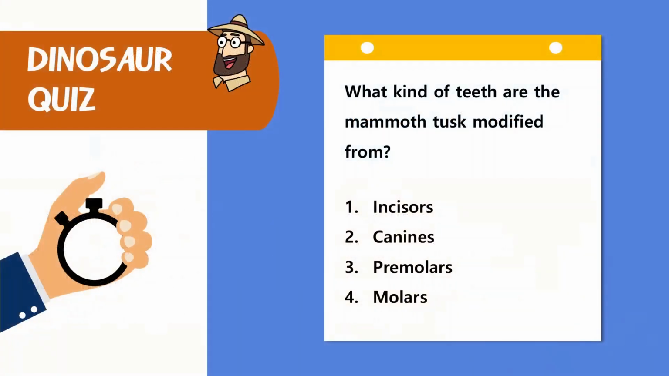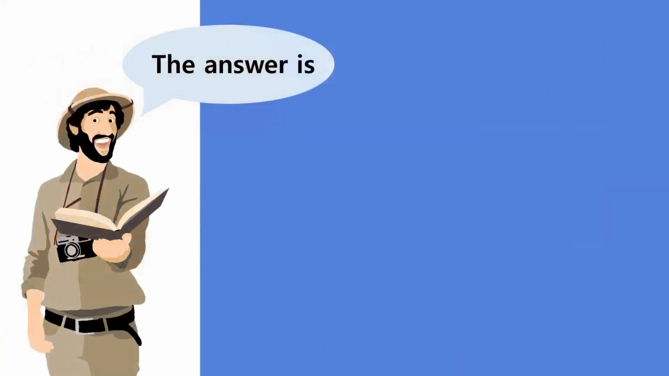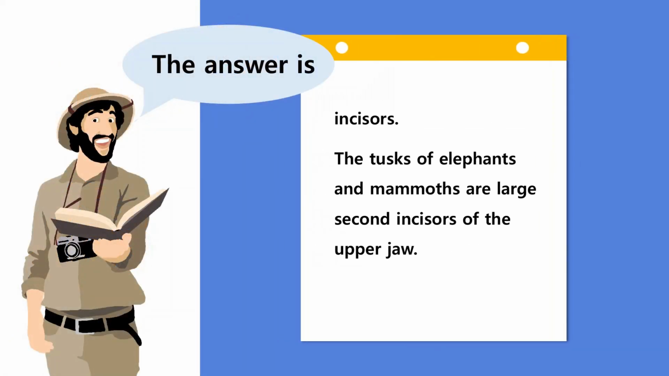Dinosaur quiz. What kind of teeth are the mammoth's tusk modified from? Number 1 incisors. Number 2 canines. Number 3 premolars. Number 4 molars. The answer is incisors. The tusks of elephants and mammoths are large second incisors of the upper jaw.